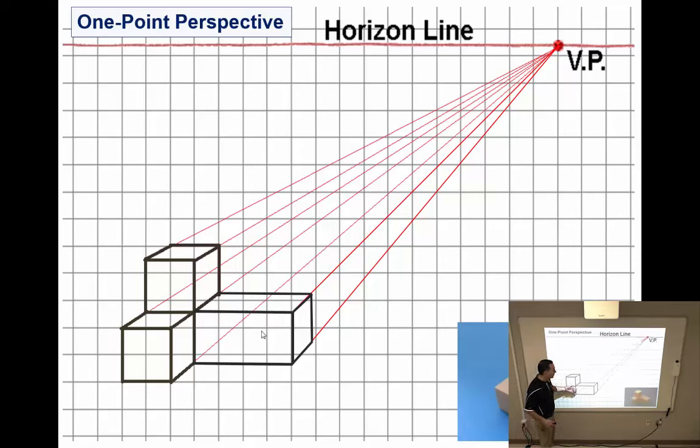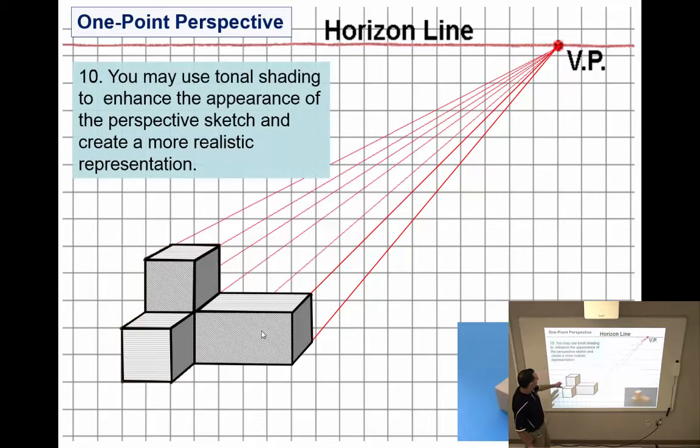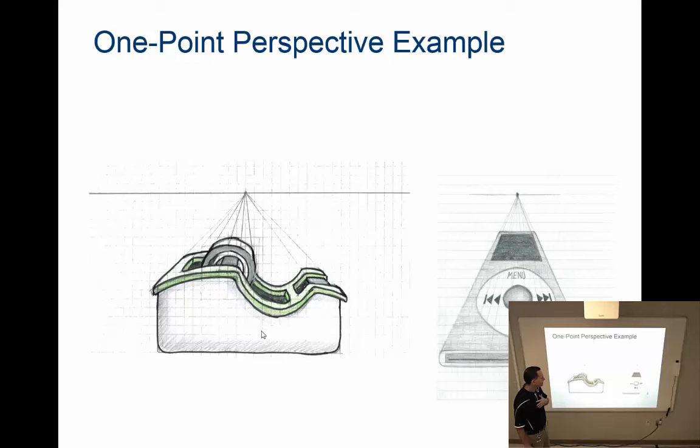This is going to resemble an oblique in the sense that the front view or the front surface is flat on this object. We can add the tonal shading on here. It's going to make it look a little bit more realistic, and that's something I'll have you guys do on the activity that we start today. So that's a one-point perspective, and that's the process for doing that.